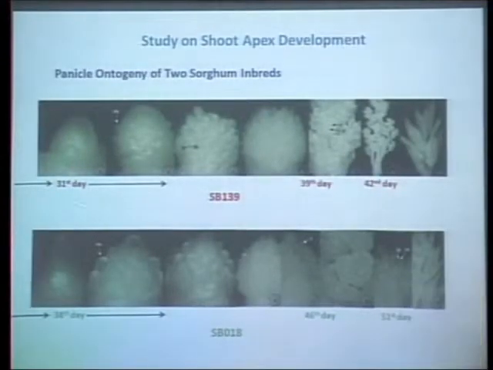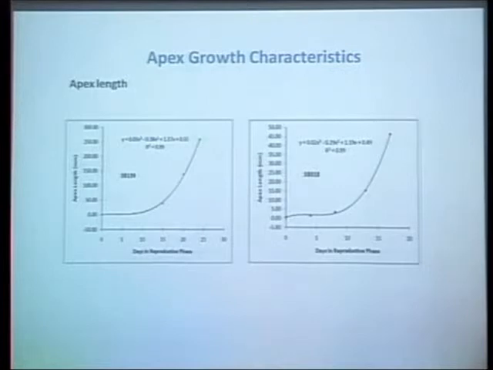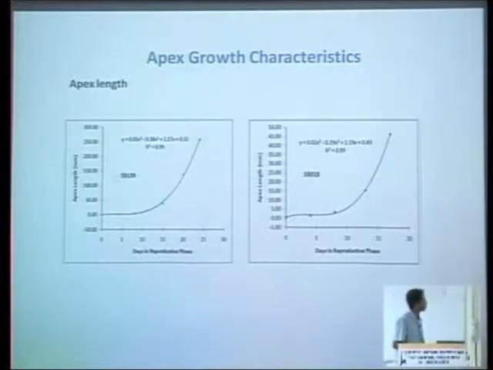In a separate study, we have identified the panicle ontogeny of two sorghum inbreds. So around 31 and 38 days after sowing, the two inbred lines were in reproductive phase already. And here you see the branching starting shortly after the transition from vegetative to reproductive phase. Primary branch, secondary branch, and also here initiation of spikelets, as well as initiation of stamen and pistil primordia around 46 and 51st day after sowing in SCB018 and SCB139. So here you see that there is a variation in branching nature, in timing of emerging the different panicle architectures.